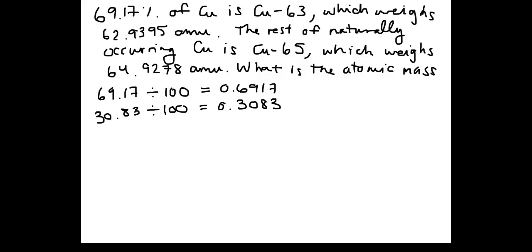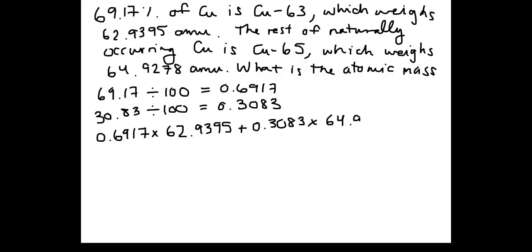And I'm going to put in 0.6917 times the mass of isotope 1, which is copper 63, 62.9395, plus 0.3083 times the mass of the other one, which is 64.9278. Make sure you assign the correct percentage to the correct mass. Okay.